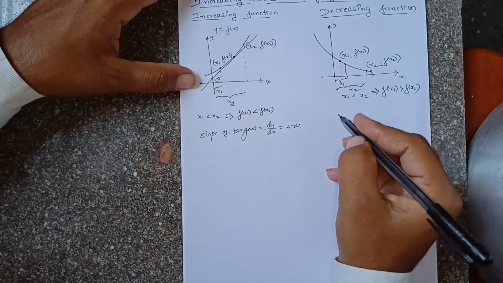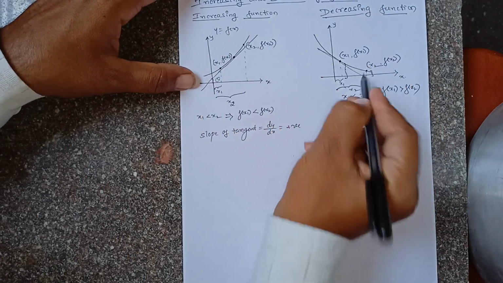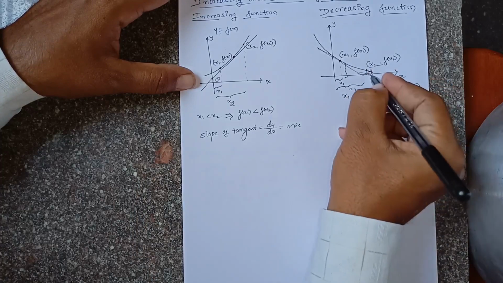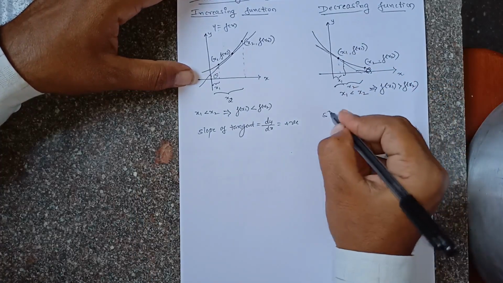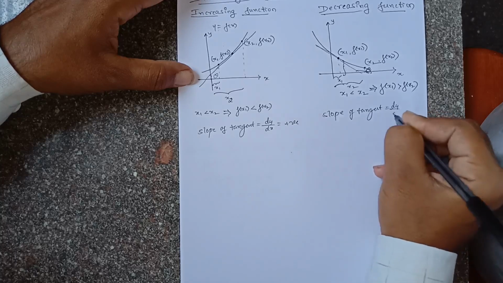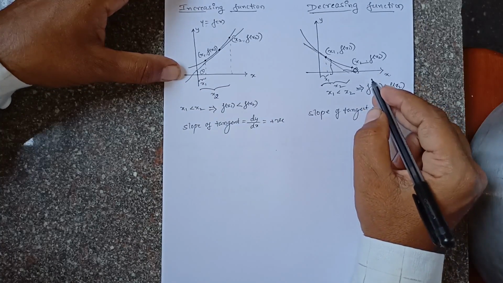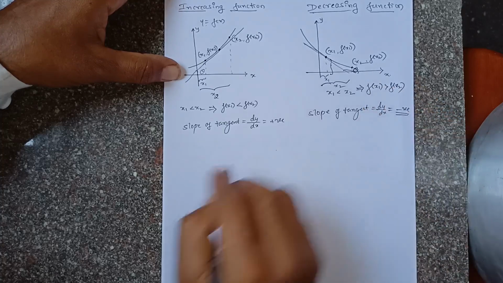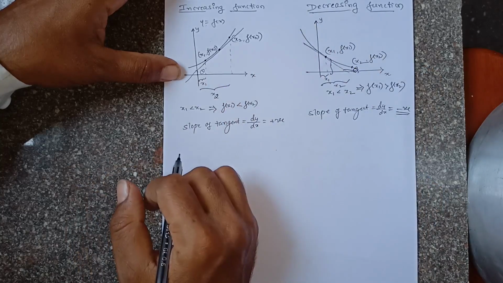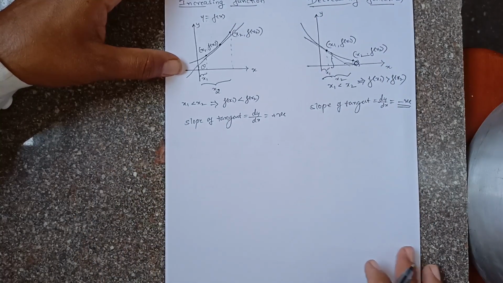How will you say with respect to the derivatives concept? With respect to the derivative concept, see, at any point, suppose you write a tangent to the curve. What happens here? Angle made by the tangent with the positive direction of x-axis, theta, is an obtuse angle here. So slope of tangent, that is dy by dx, is equal to tan of an obtuse angle. Tan of an obtuse angle will be a negative value. So dy by dx is negative. Means if dy by dx is negative, then it is a decreasing function. If dy by dx is positive, then it is an increasing function.